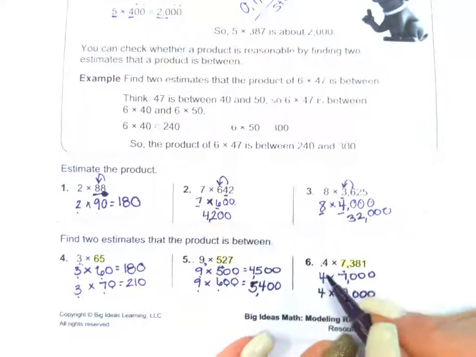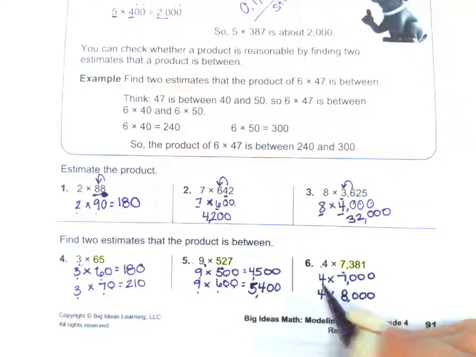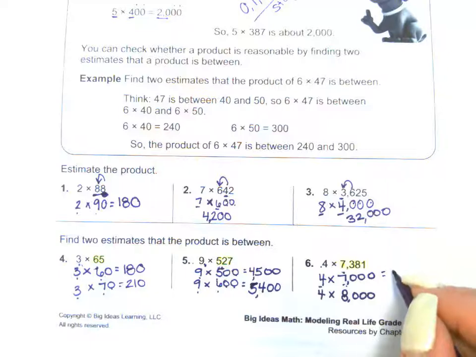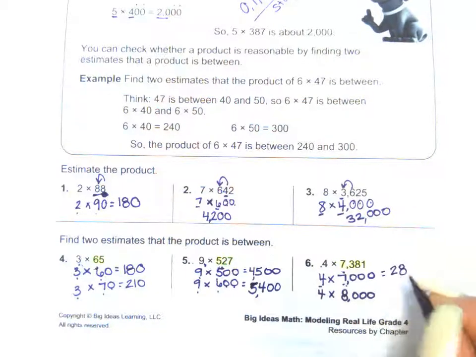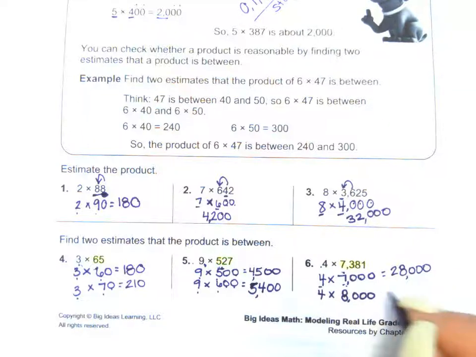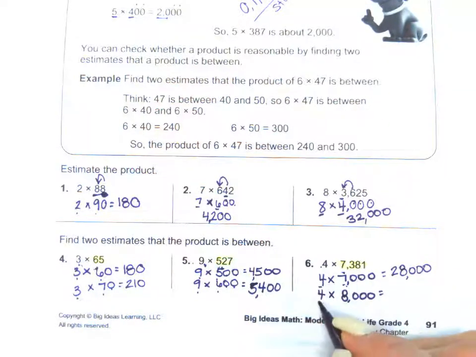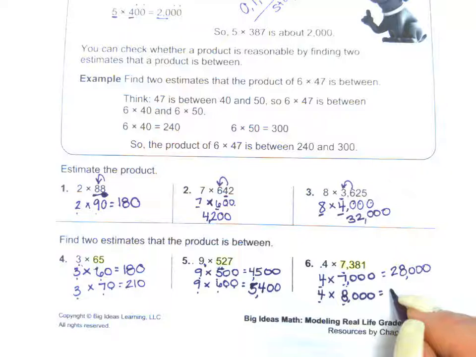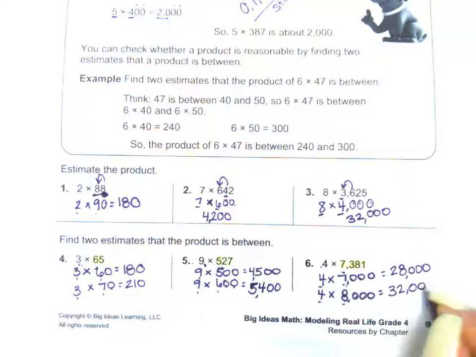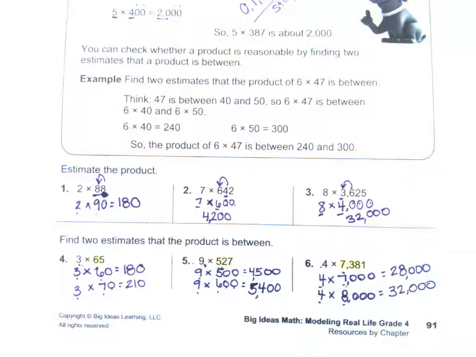All right. And now I am going to find my basic math fact. 4 times 7. What is 4 times 7? 28. With how many zeros? Okay. And now my basic math fact here, 4 times 8, which is? Good. How many zeros? So 4 times 7,381 is somewhere between 28,000 and 32,000.